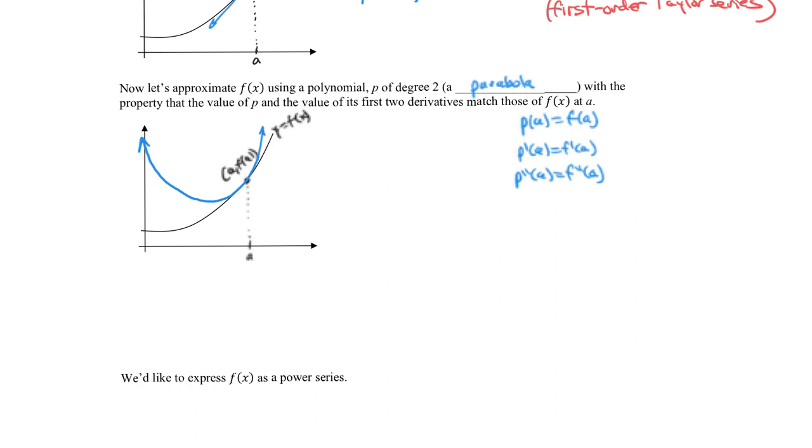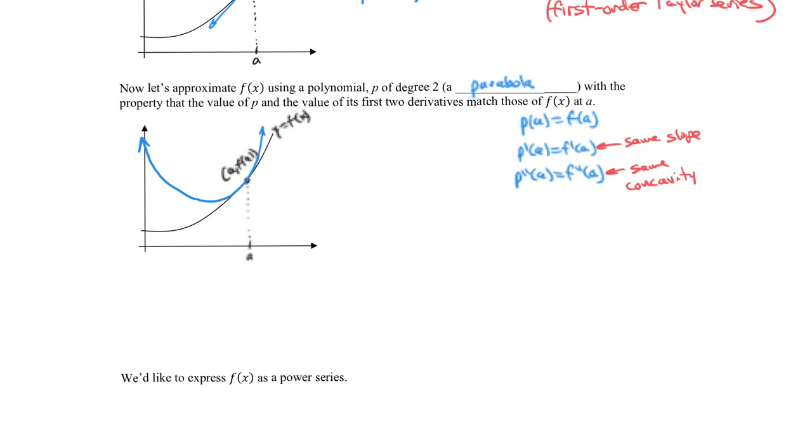So what happens here is this, when the first derivatives are the same, that means they're going to have the same slope. When the second derivatives are the same, now they're going to have the same concavity. So it just causes this parabola to hug the curve a little bit better even.